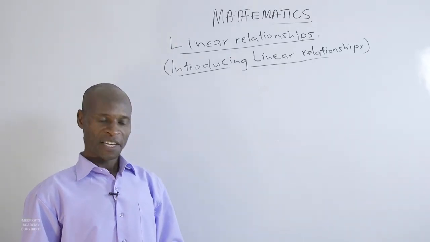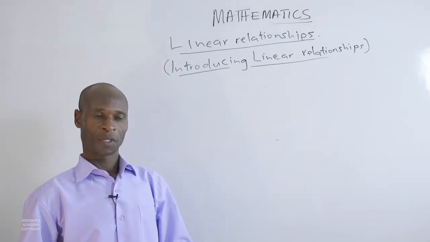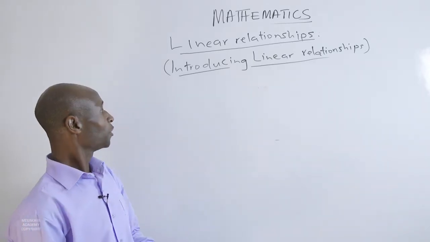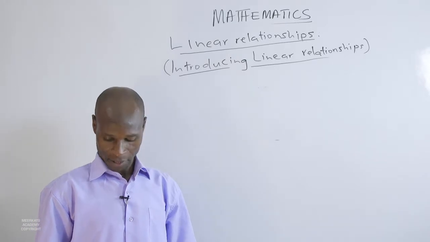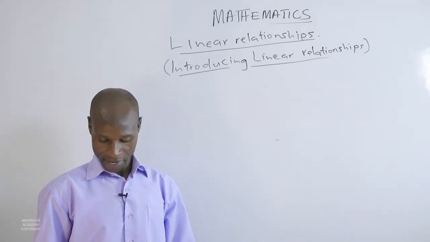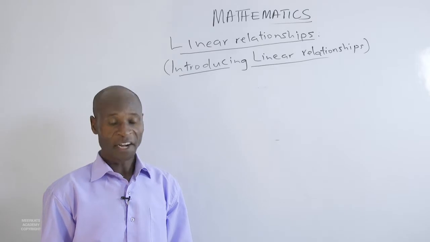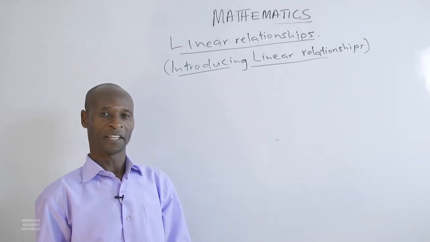So what is a linear relation? A linear relation is a set of ordered pairs (x, y) that when graphed give a straight line.